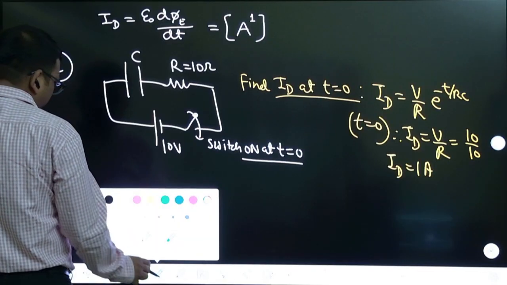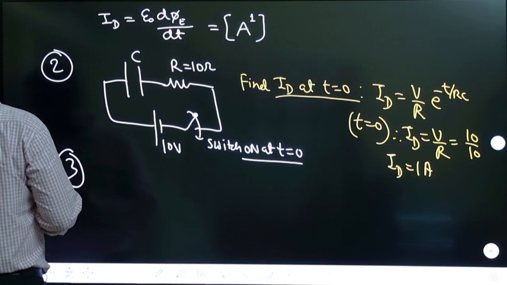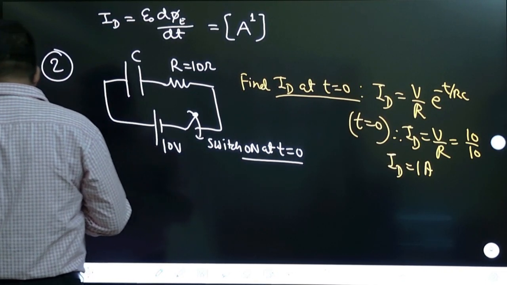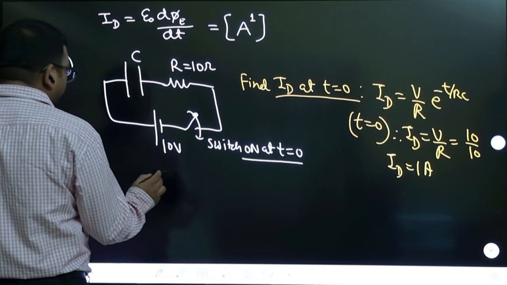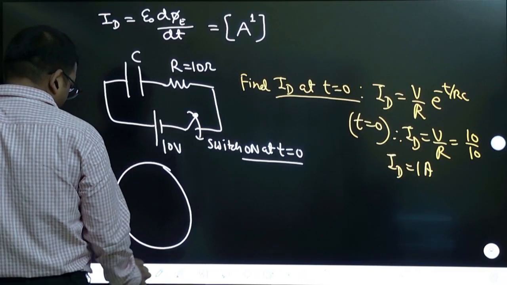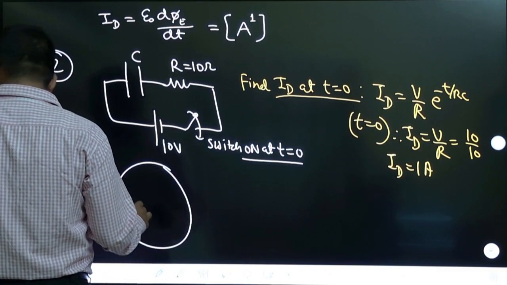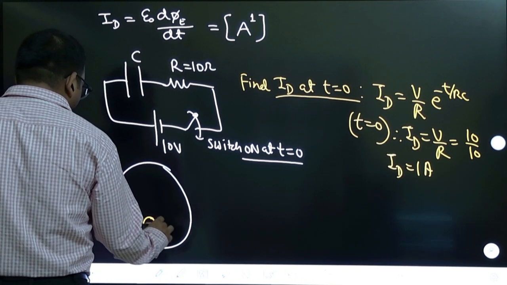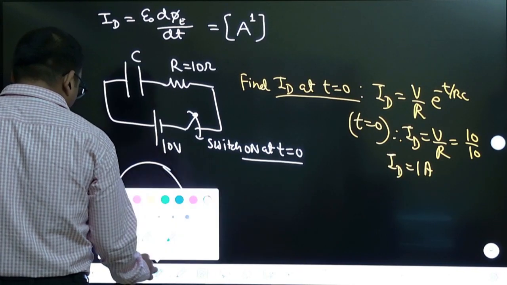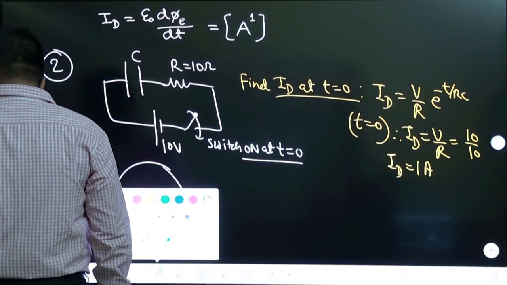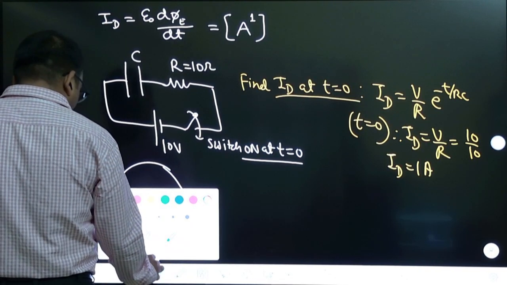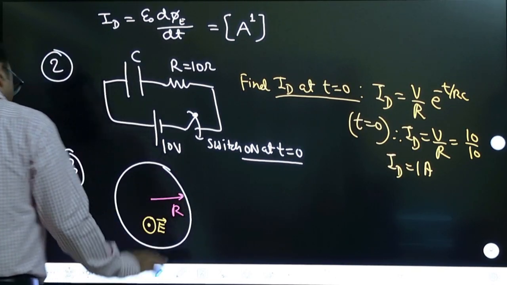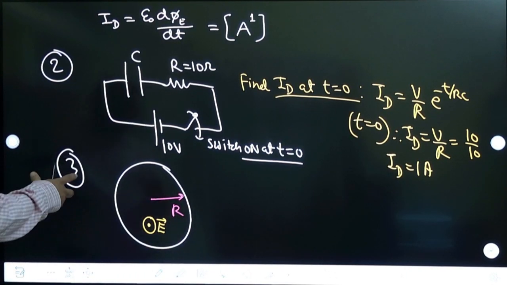See, you need to ask questions if you have any doubt. Next question. Figure shows a circular region of radius R. Inside this circular region there is a field. Electric field they have shown inside only. This is the center and this is radius capital R. Outside, field is not existing. Inside only it is existing.